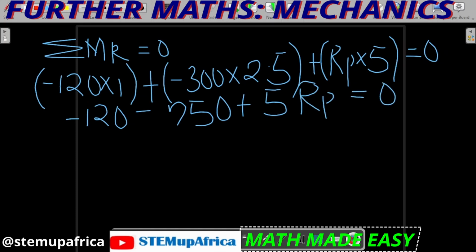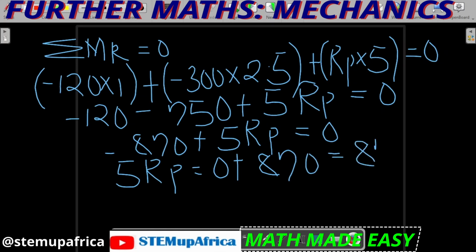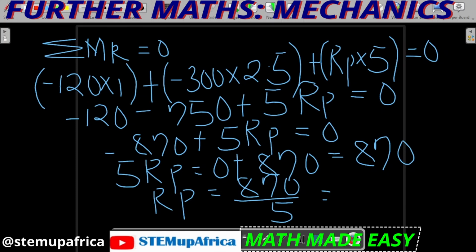to 0. So if I add 120 to 750, that will give us minus 870 plus 5 RP is equals to 0. If I make 5 RP the subject of the formula, I will have 5 RP is equals to 0 plus 870. So my RP is simply 870 divided by 5. That will give us 174 Newton. This is the reaction at P.